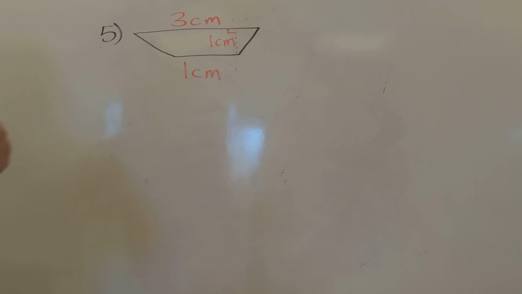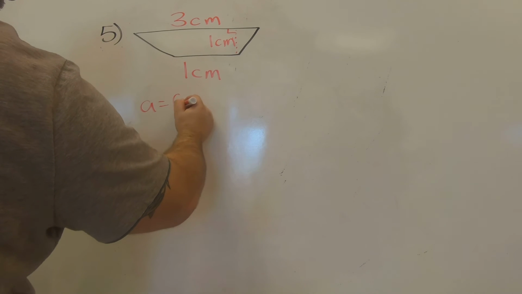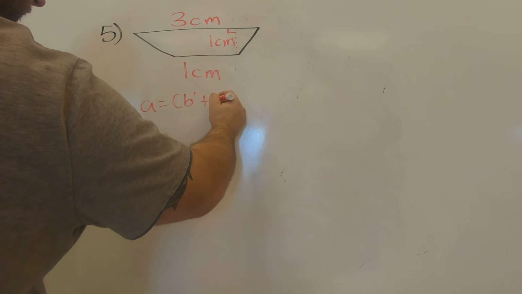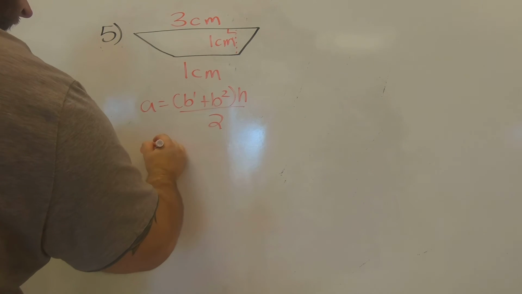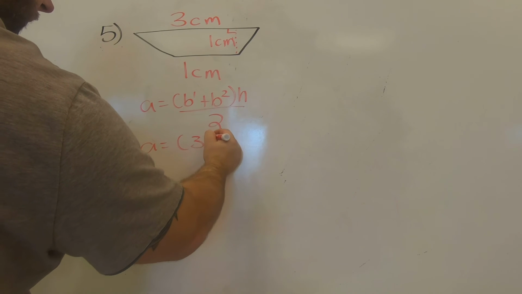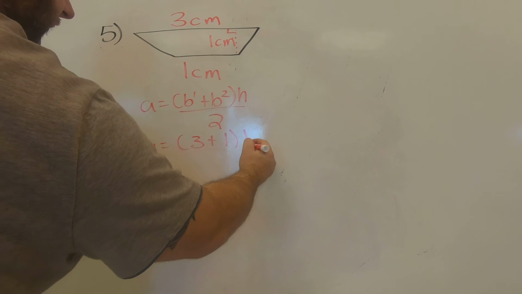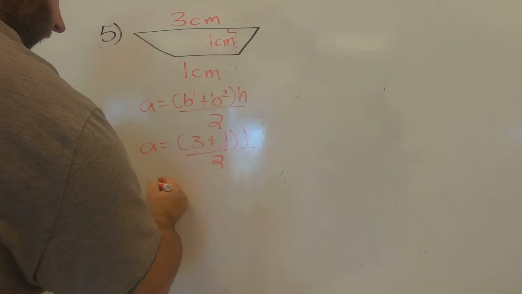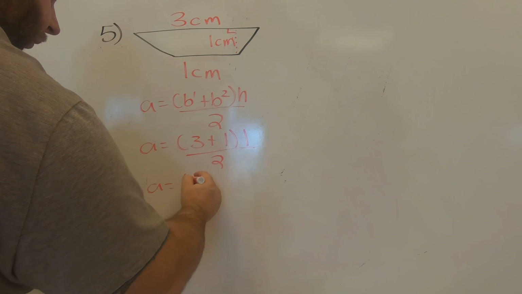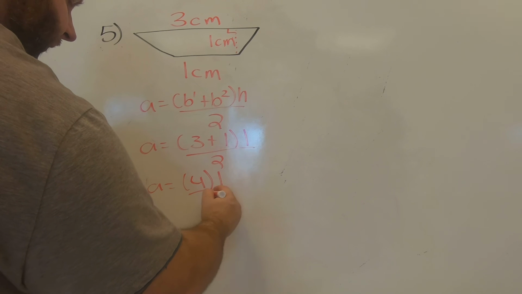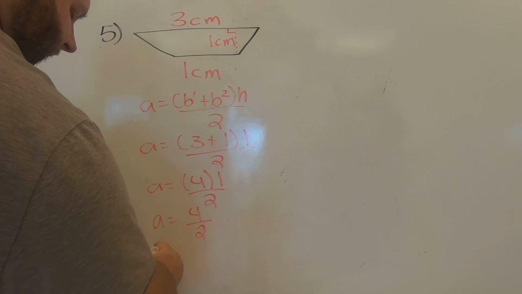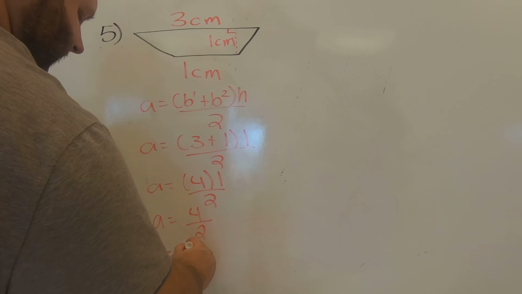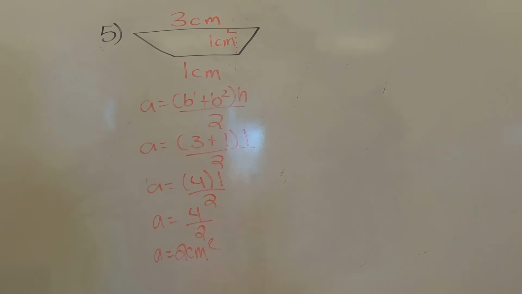So let's use our formula. Area equals base 1 plus base 2 times height divided by 2. Base 1 is 3, base 2 is 1, height is 1, divide by 2. 3 plus 1 is 4, times 1 divided by 2. 4 times 1 is 4, and 4 cut in half is 2 centimeters squared. So once you get these numbers rounded, they're really easy to work with.